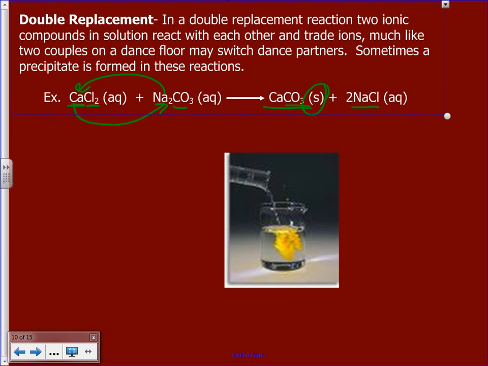And this reaction here is actually one that you're going to do in your chemical reactions lab next week. You'll be mixing potassium iodide with lead nitrate, lead 2 nitrate, and what you get then is lead iodide, which is bright yellow.